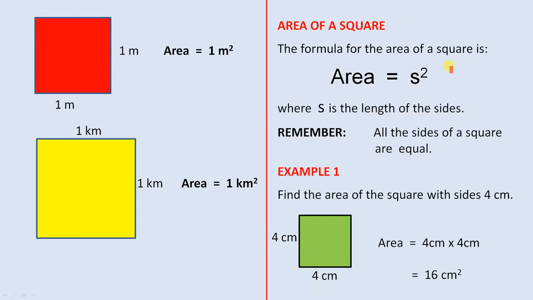So for the area of a square, the formula is area equals S squared, where S is the length of the sides. Remember, all sides of a square are equal.